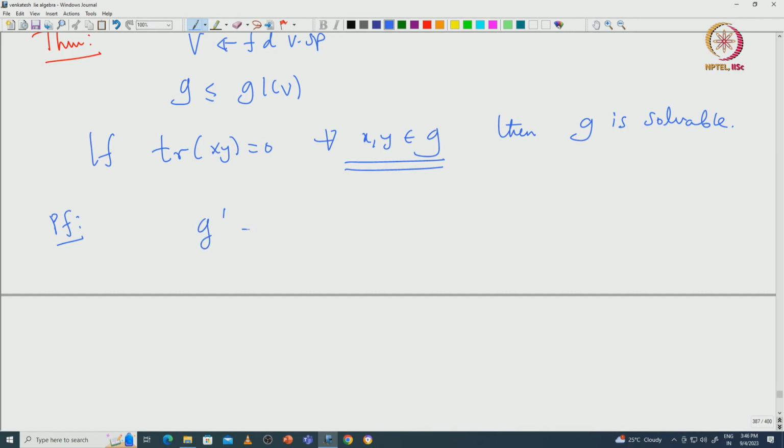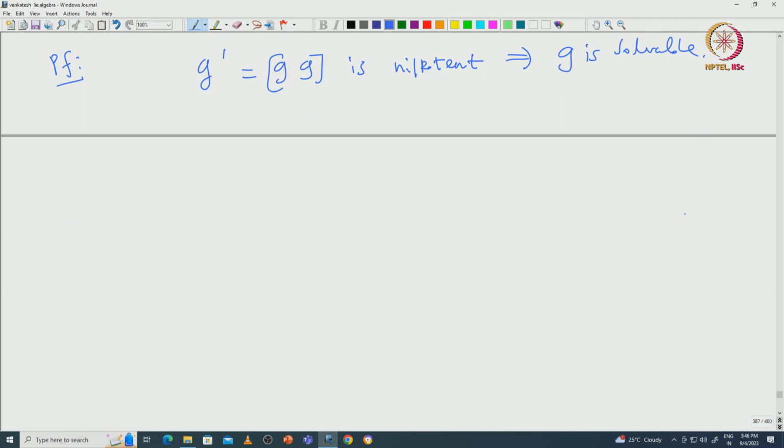Okay. So, G dash, which is the bracket [G, G], is nilpotent implies G is solvable. This is something we already saw. This is again one of the characterizations of G being solvable using Lie's theorem. Now, G dash is nilpotent comes from actually all the elements of G dash being nilpotent. So, that is from Engel's theorem.